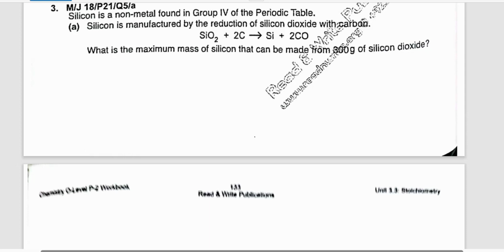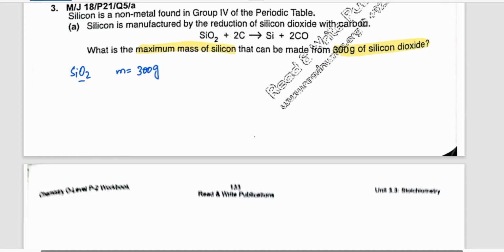So what is the maximum mass of the silicon? We have to find the mass of the silicon. What is the maximum mass of silicon that can be made from 300 gram of silicon dioxide? So let's find out first the number of moles of silicon dioxide. Its given mass is equal to 300 gram.